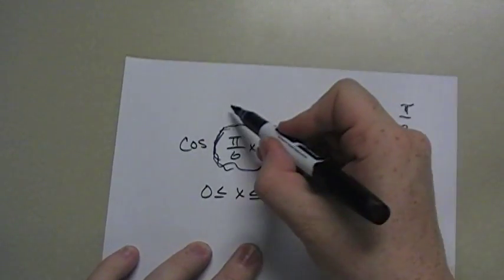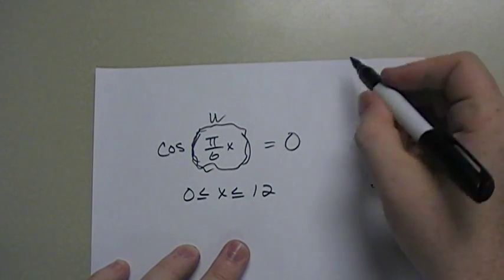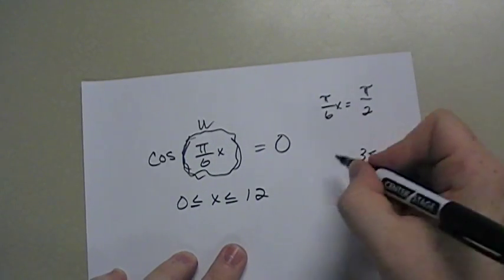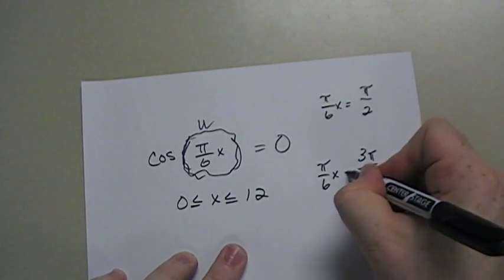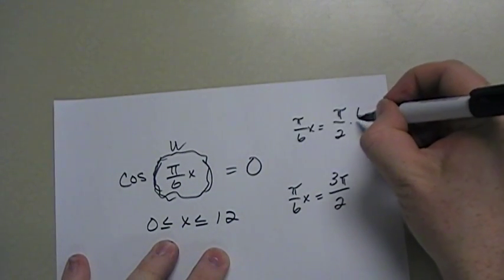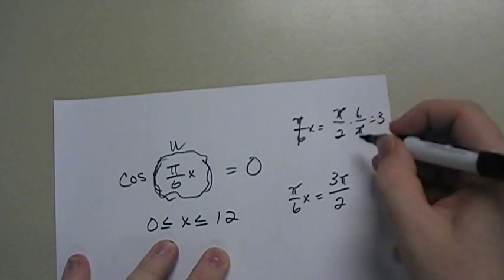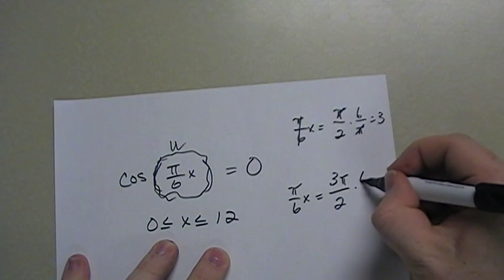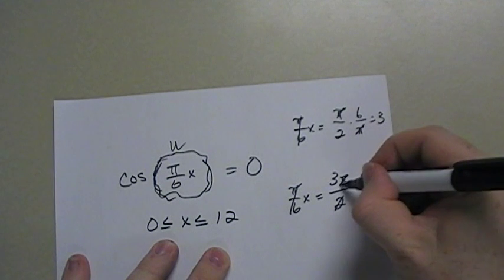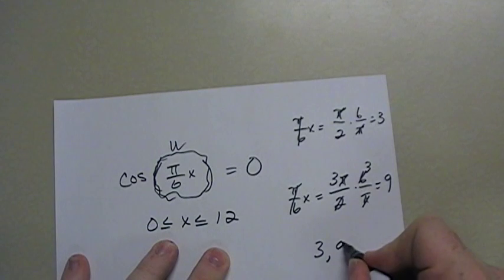Again, if you wanted to say this was a letter, you could say u is equal to pi over 2 or u is equal to 3 pi over 2. But really, we're doing pi over 6 x equals pi over 2, and pi over 6 x equals 3 pi over 2. Divide both sides by pi over 6, which is the same as multiplying by the reciprocal. The pi's cancel, we get 3. Multiply by the reciprocal again, the pi's cancel, that's 3, and we get 9. And the two solutions were 3 and 9.